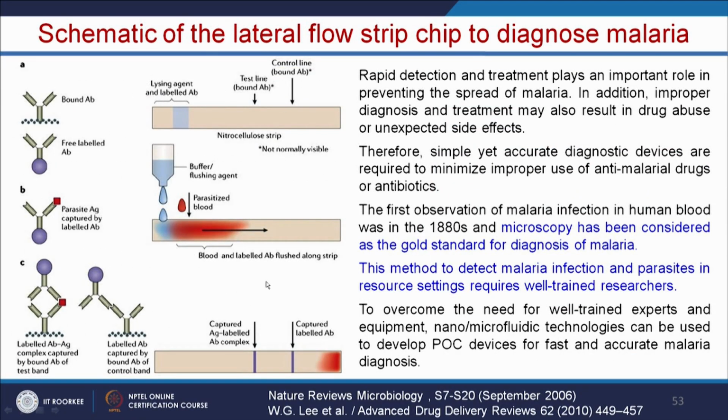And we can also use a lateral flow chip to diagnose malaria. Usually microscopy has been considered the gold standard for diagnosing malaria, but for using the microscope we need a lab setting as well as well trained researchers. To overcome this drawback, we can use nano or microfluidic technologies. Here we use an antibody which is specific for the malarial parasite, and we use a blood sample. If there are 2 lines, that means the person is positive for malaria.